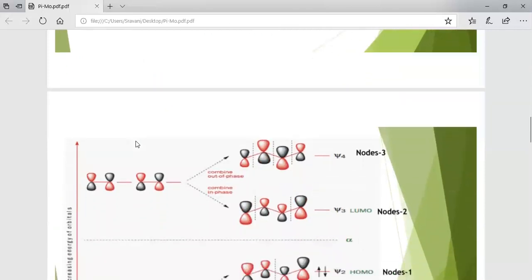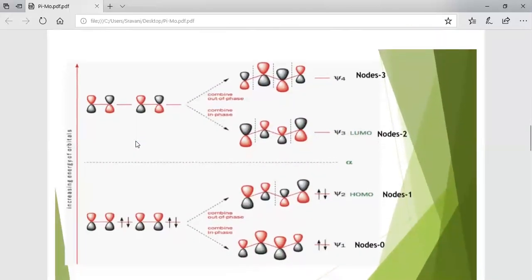Let us see within this diagram the bonding and antibonding interactions clearly. This arrow mark indicates the increasing energy. Next, these are the 4 p atomic orbitals. These 4 p atomic orbitals overlap each other and result in the formation of 4 molecular orbitals. Out of those 4 molecular orbitals, 2 are bonding molecular orbitals and 2 are anti-bonding molecular orbitals.